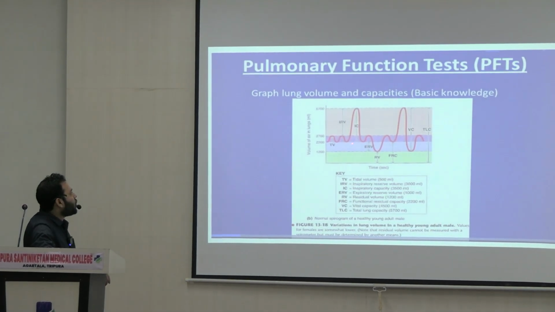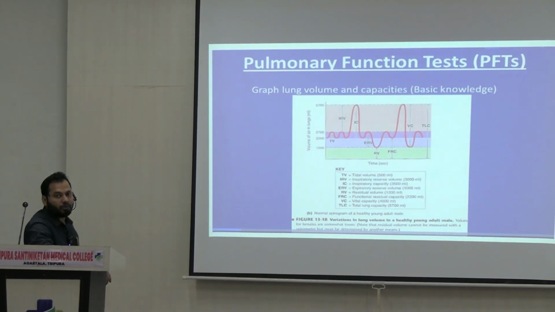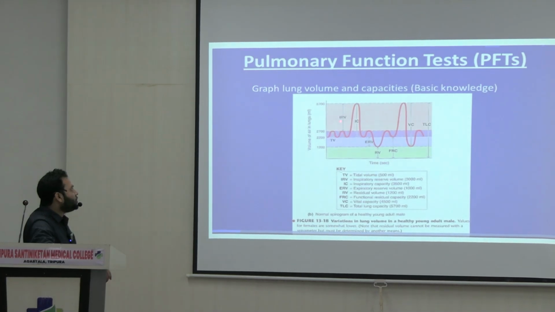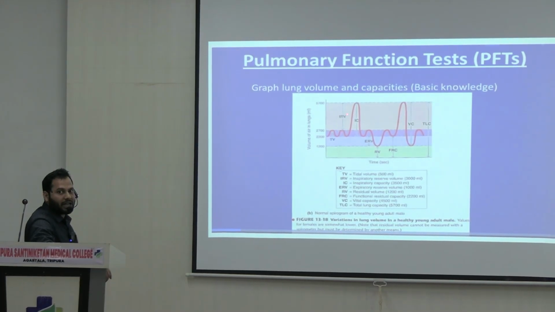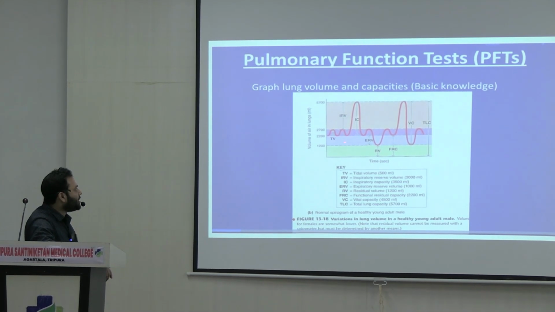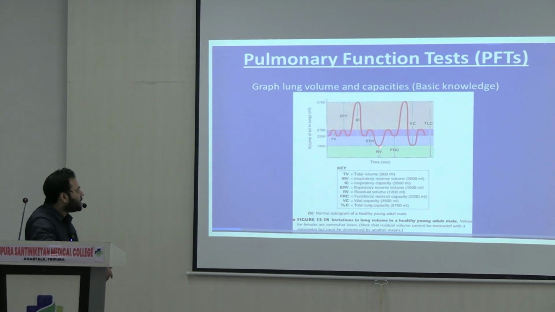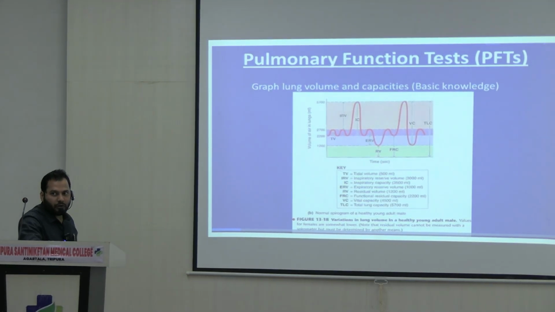ones. This part is called the tidal volume, right? Tidal volume. Other than the tidal volume, just above it you can see the inspiratory reserve volume, right? And just below the tidal volume you see the expiratory reserve volume, right? Along with this you can see the residual volume. So, there are mainly four different volumes.